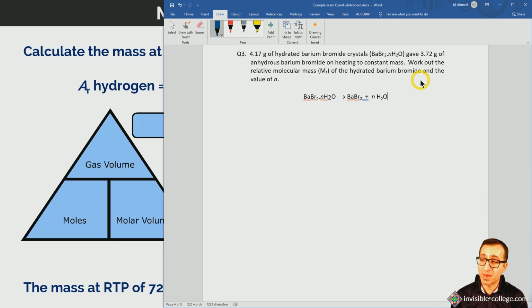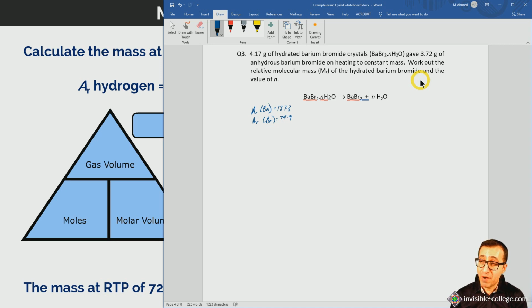Okay, so for this, again, you would need to use the periodic table, first of all, to identify the relative atomic masses of barium and bromine, and hopefully by now you know the ones for hydrogen and oxygen. Now I'm going to use these ones. So relative atomic mass of barium is 137.3. The relative atomic mass of bromine is 79.9.